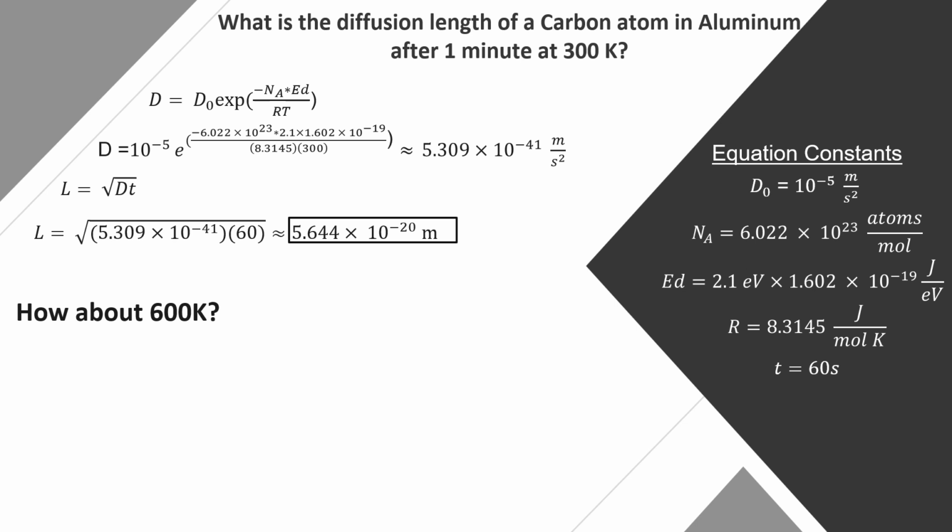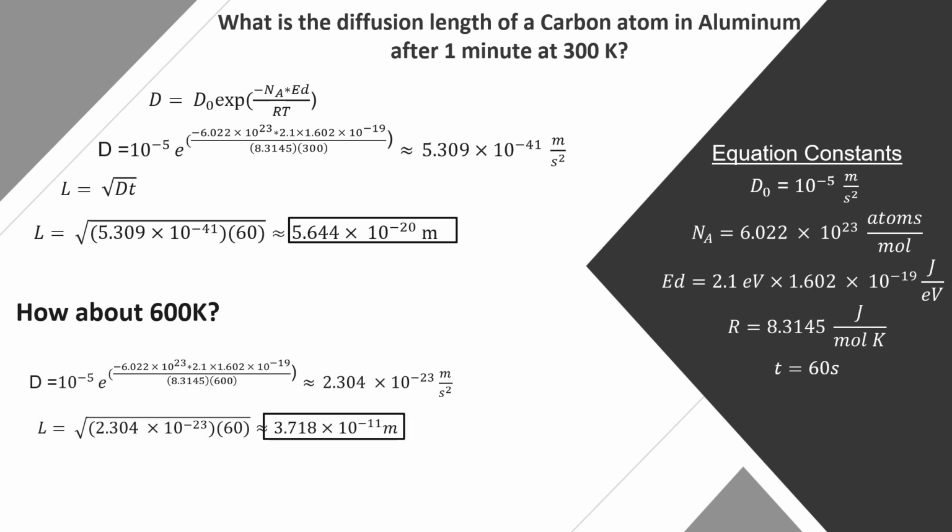Now we can repeat this process, but instead of plugging in 300 degrees Kelvin to our equation for the diffusion constant, we use 600 degrees, and we get the diffusion constant to be about 2.304 times 10 to the negative 23 meters squared per second. We can plug this into our equation for diffusion length, and we get that at 600 degrees Kelvin, the carbon atom in aluminum diffuses about 3.718 times 10 to the negative 11 meters. As we can see, at a higher temperature, the carbon atom travels a greater distance, which is consistent with the fact that particles have more energy at higher temperatures.